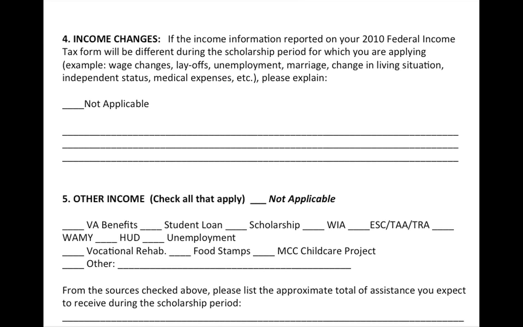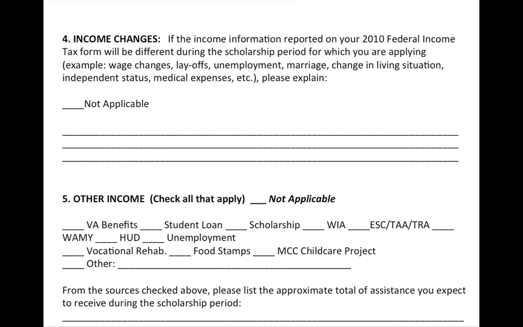Section 4, income changes, is very important because most of the time when people give us their information from their tax forms from the previous year, that situation or that financial status has changed by the time they are applying for a scholarship, or it will be changed by the time they enter the semester when they would receive a scholarship. Therefore, we need to know your financial situation during the application semester.